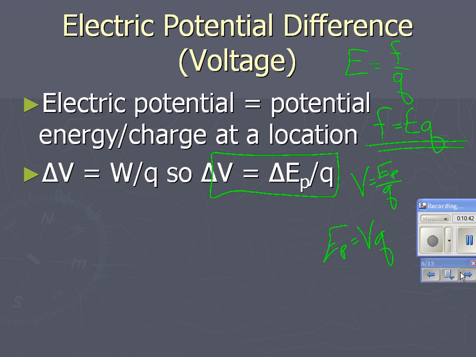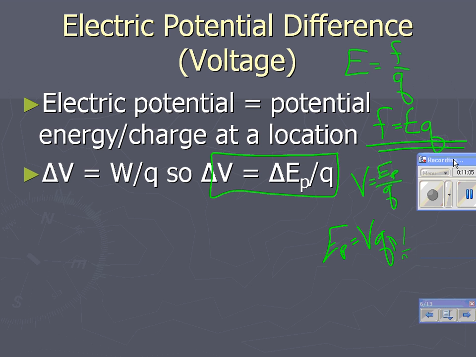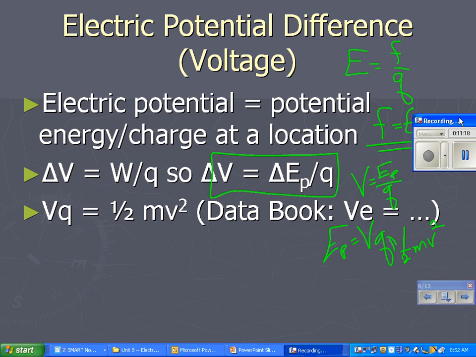In your data book, notice that if this is potential energy, and let's say I drop a proton through an electric field, through a potential gradient, what's that potential energy going to become? Kinetic energy. And what's the formula for kinetic energy? 1/2 mv squared. So I can also say that potential times charge equals 1/2 mv squared. Square root of 2 times the elementary charge times the voltage over m. And here's the equation.